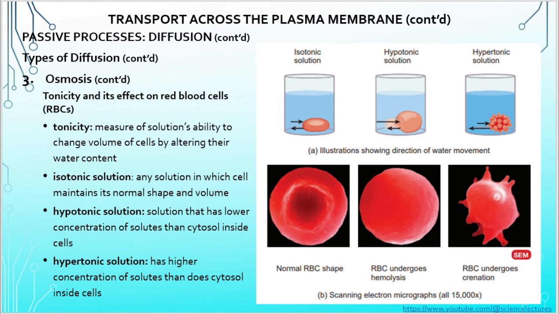When red cells are bathed in 0.9% sodium chloride, water molecules enter and exit at the same rate, allowing the red cells to keep their normal shape and volume. Cells placed in an isotonic solution maintain their shape because there is no net water movement into or out of the cell.